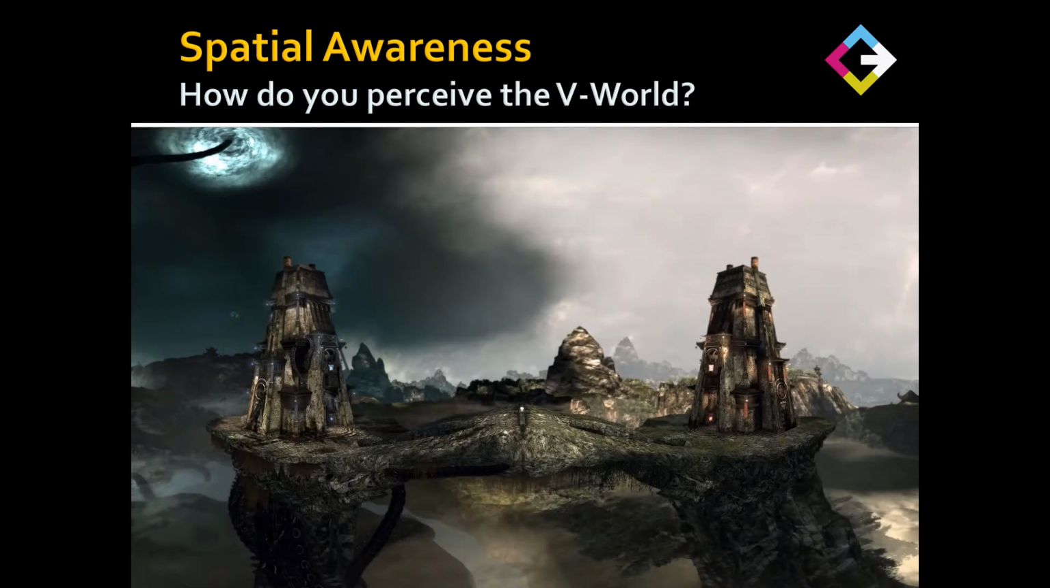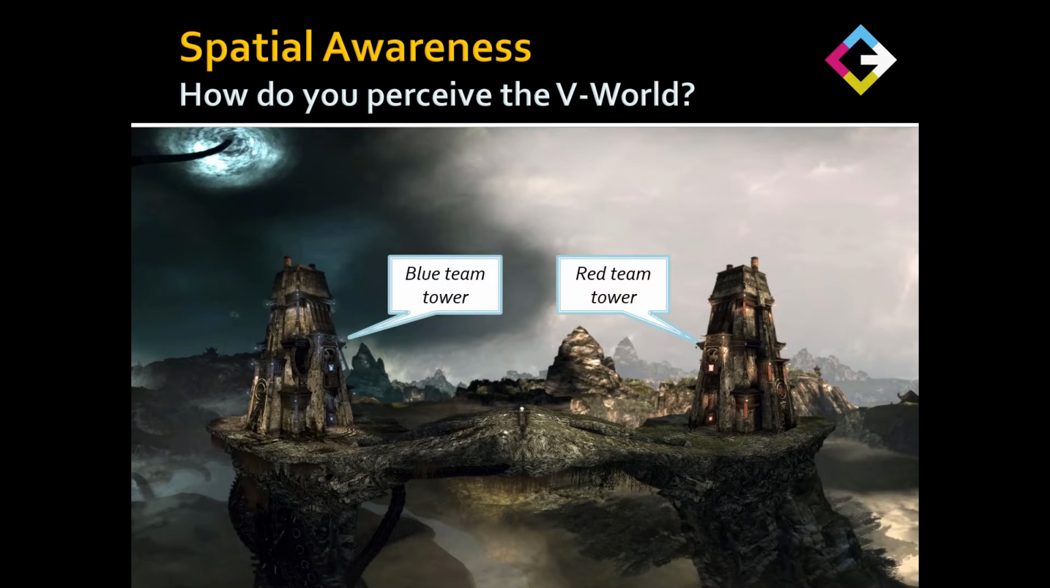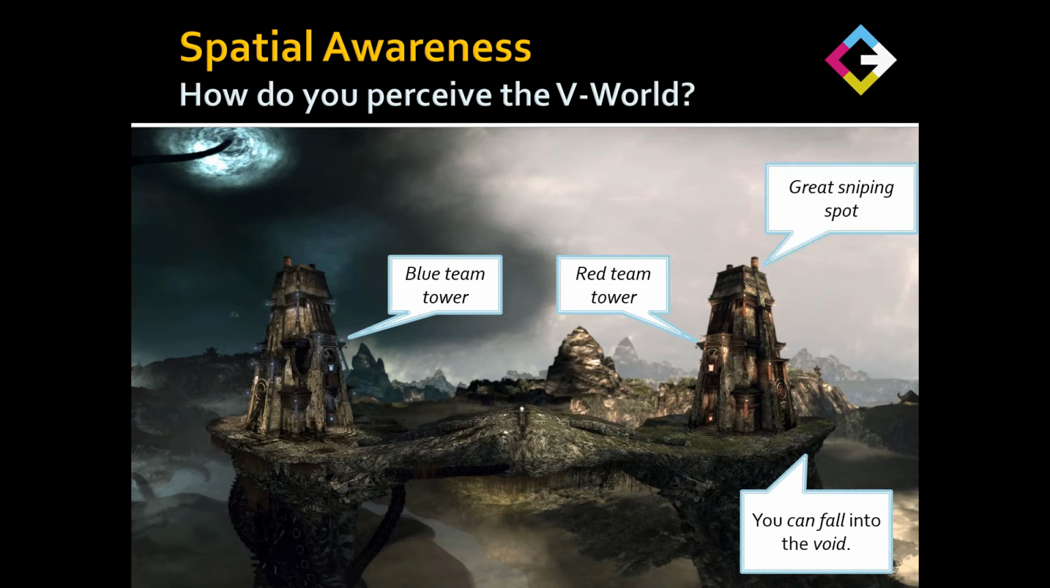So look at this grim-looking virtual world. How do you perceive it? What spatial information is this picture giving you? There are some kind of towers, one lit in blue, one in red, so perhaps some kind of fortresses. There are ledges, and it seems you can fall off into the void, and drawing on our experience that is probably something to avoid. The top of the tower seems like a great sniping spot, as from there you can see the whole exterior of the map.